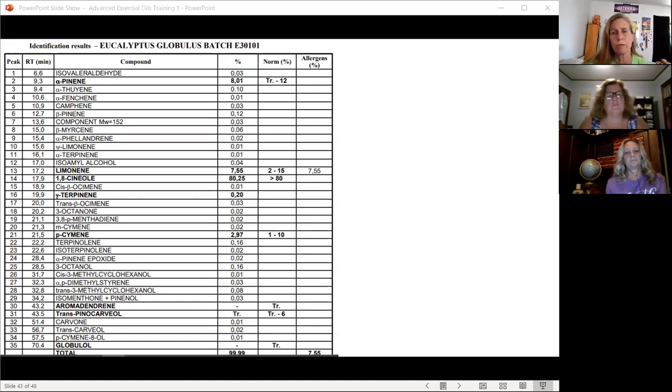We see that over and over. I mean, they see it in all kinds of studies, which has been pretty amazing when you're looking at the whole field of essential oils and how important all these different little parts are.